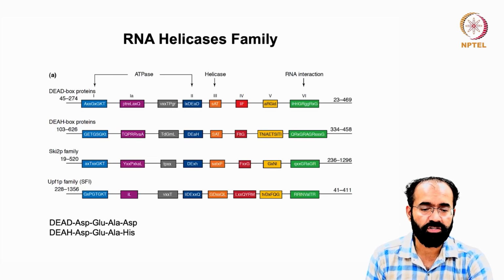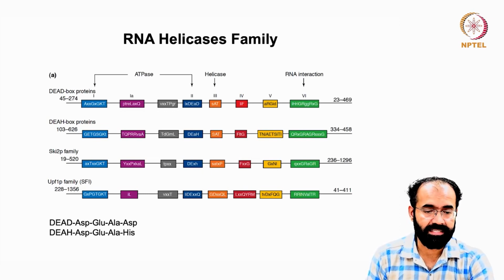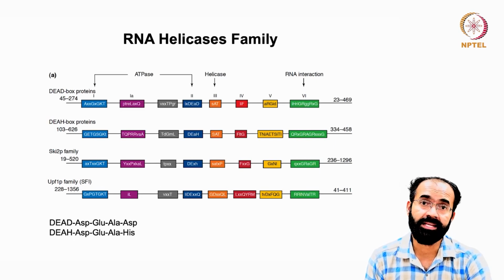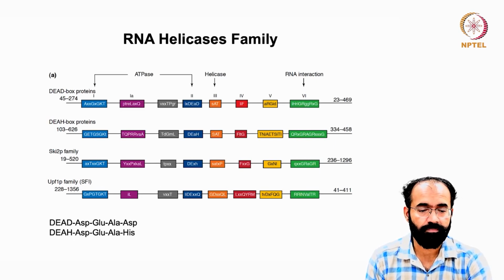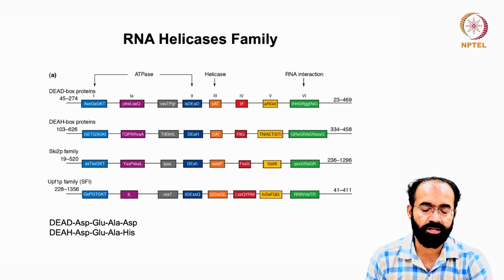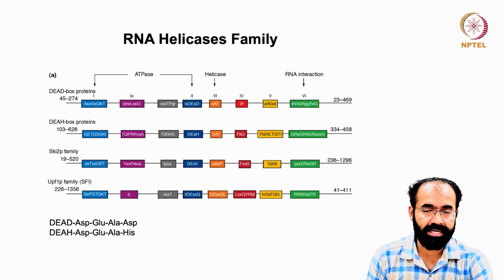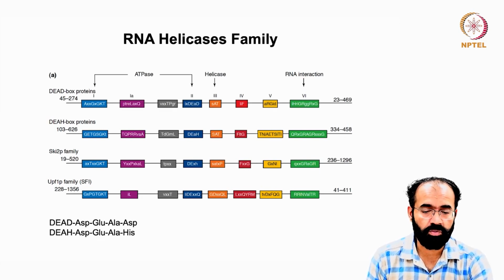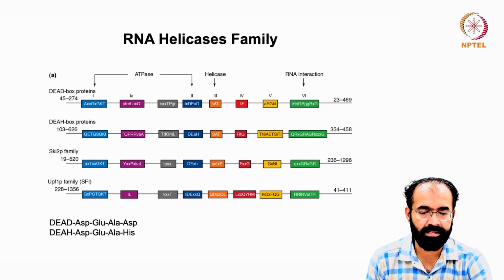Some of these boxes are highlighted in different colors, and you can see A, X, X, G, X, G, K, T. These are all single letter codes. X stands for any amino acid that can come there. This is called a DEAD box protein because they contain the DEAD domain, the single letter code for amino acids. You can see here D, E, A and D.